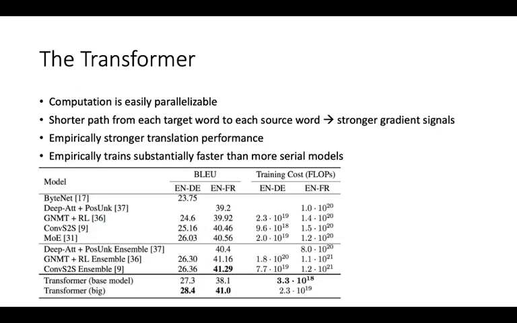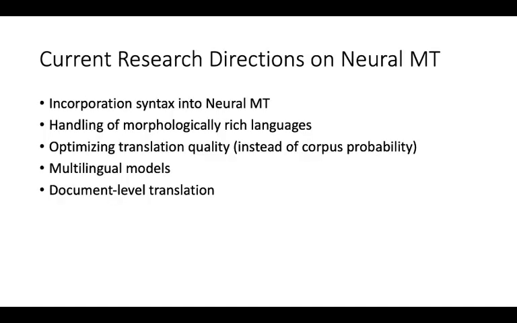And Google also used a very huge transformer system, and they found that they can save the training cost by a large amount, and they can have a very competitive score compared with the convolutional neural MT system and the RNN-based MT system. And this is most of the work in neural machine translation.